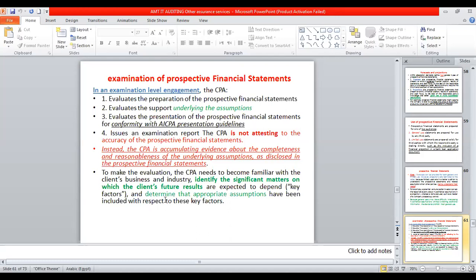One of the most important items here is that the CPA firm, in examining prospective financial statements, should identify the significant matters on which the client's future results depend. As I mentioned before, if the company expected or forecasted duplication of revenues or duplication of production, you should look for related decisions, such as investments in product lines or apparent capital expansion. That means the auditor, when identifying the significant matters on which the client's future results depend, must be determined. At the same time, the auditor should determine the appropriateness of the assumptions already used as a base to present the prospective financial statements.